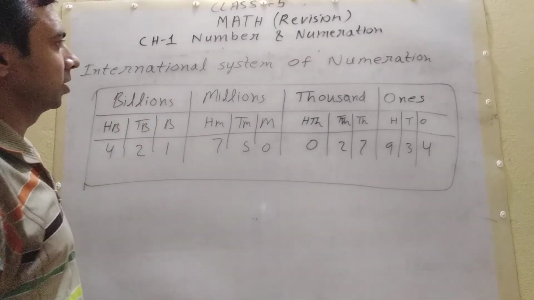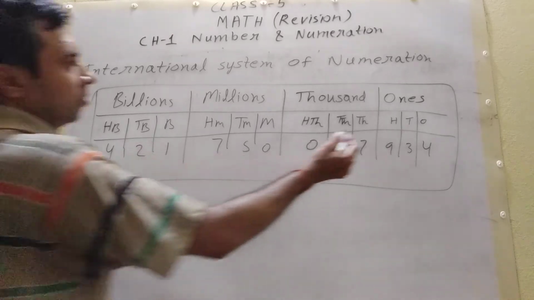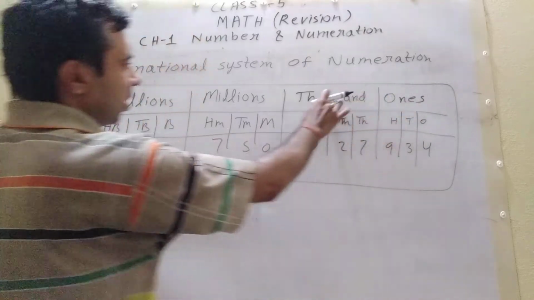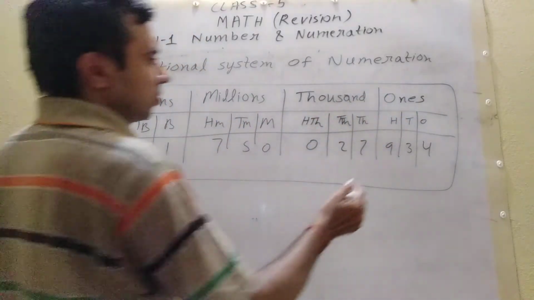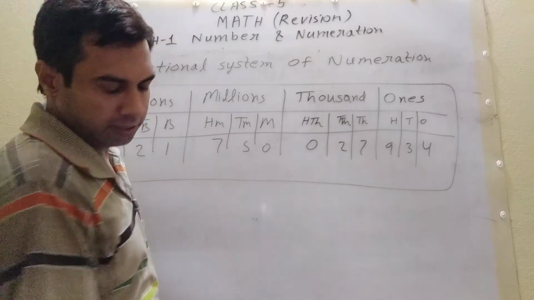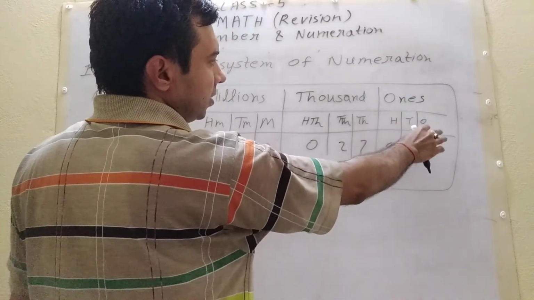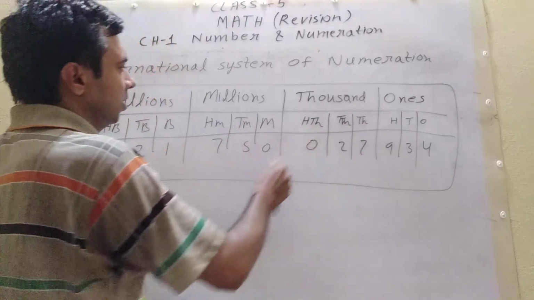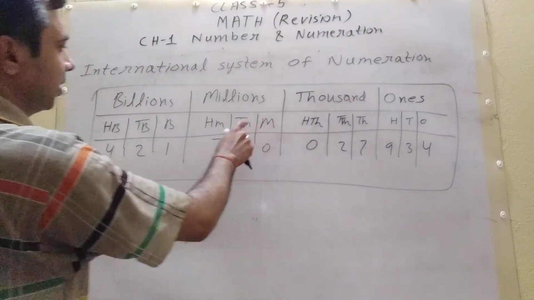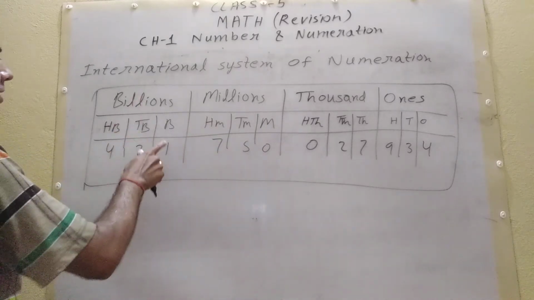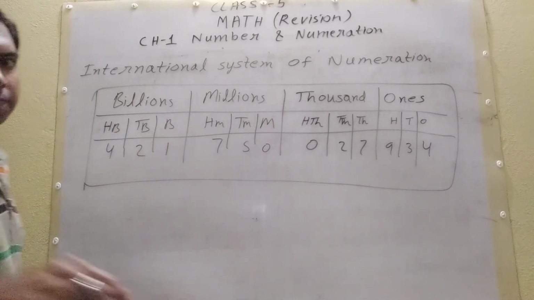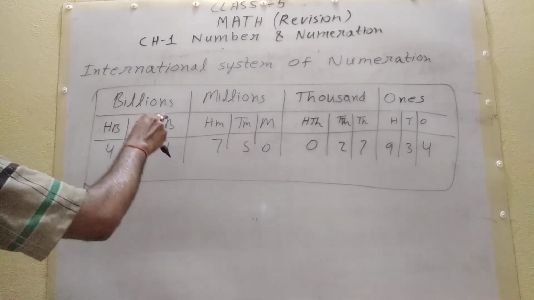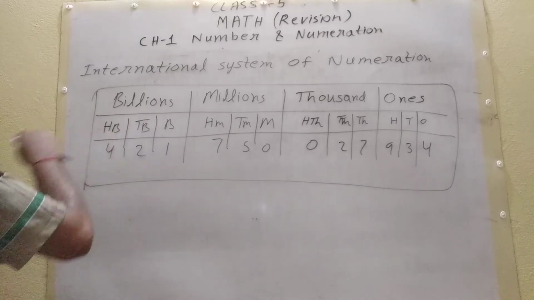Student, this is the international system of numeration. In the international system of numeration, periods are divided into ones, thousand, millions, billions. The ones period is divided into ones, tens, 100. The thousand period is divided into 1,000, 10,000, 100,000. The millions period is divided into million, 10 million, 100 million. The billion period is divided into billion, 10 billion, 100 billion.